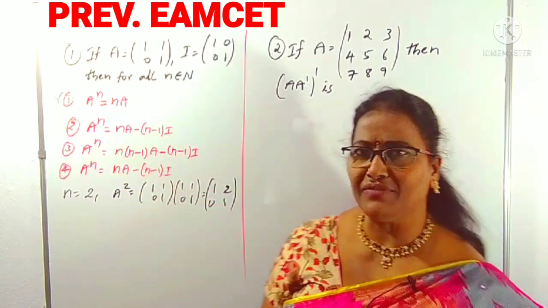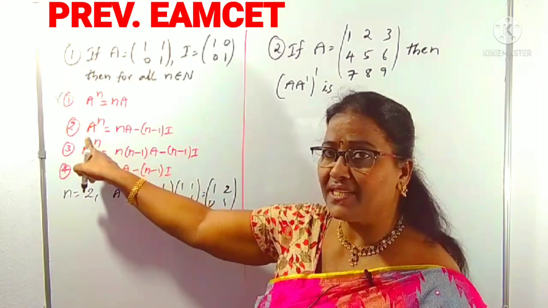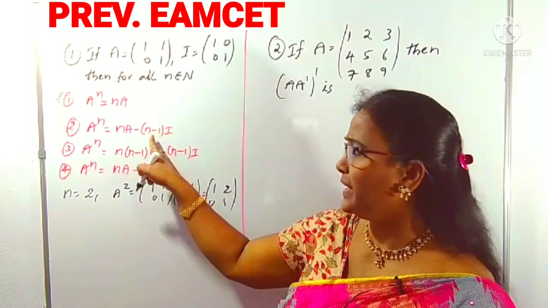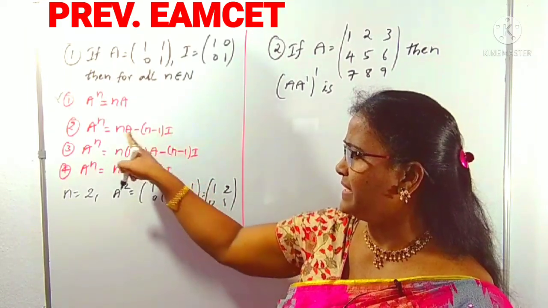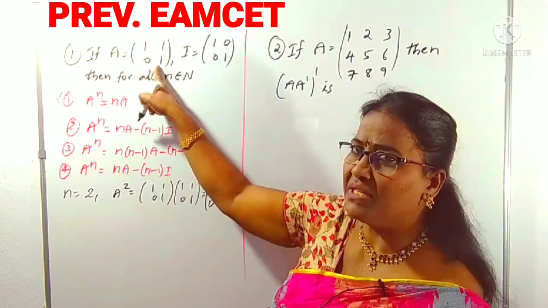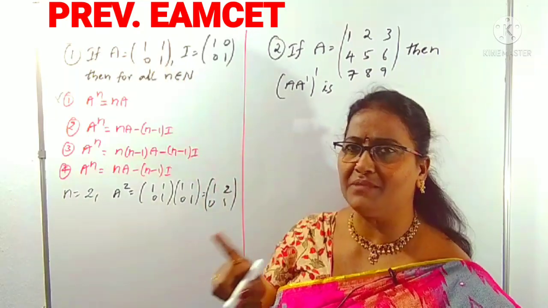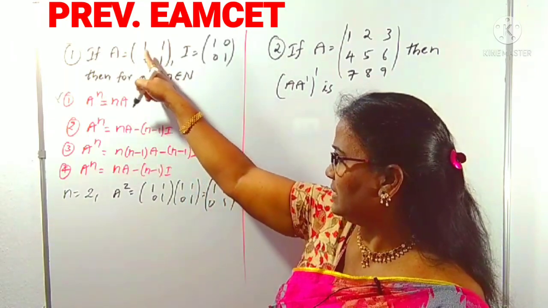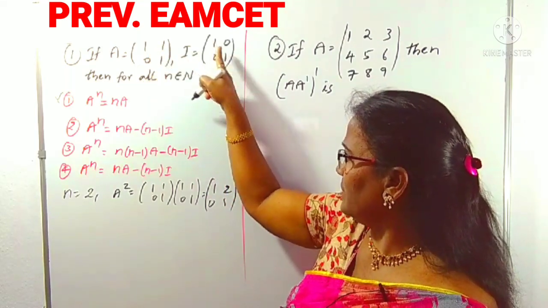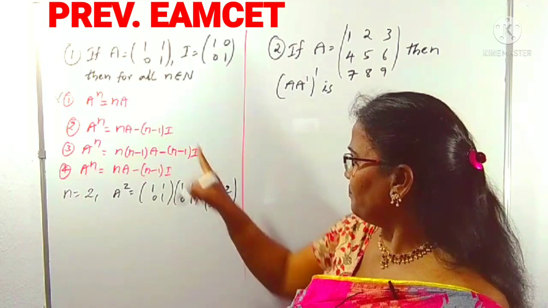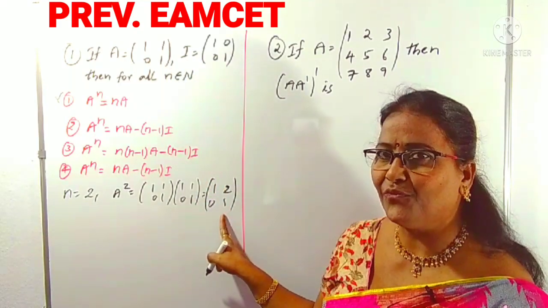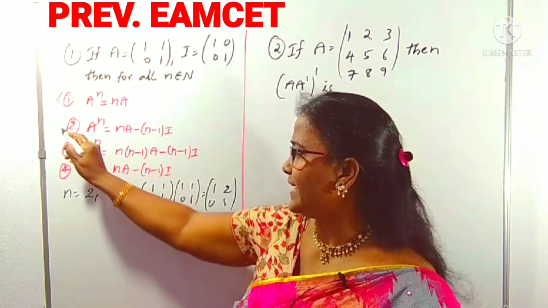So now we can think about option number 2. N is 2 means A square is the LHS, and the RHS is 2A minus, 2 minus 1 is 1, so 1 into I is I, that is 2A minus I. 2A means each and every element of A is multiplied with 2, that is [[2,2],[0,2]] minus I. Then 2 minus 1 is 1, 2 minus 0 is 2, 0 minus 0 is 0, and 2 minus 1 is 1. So it matches with the second option.